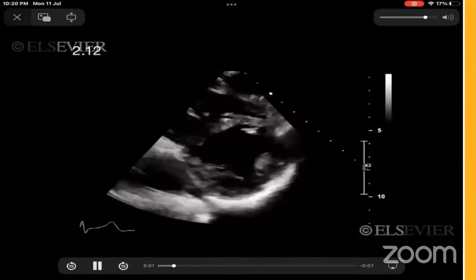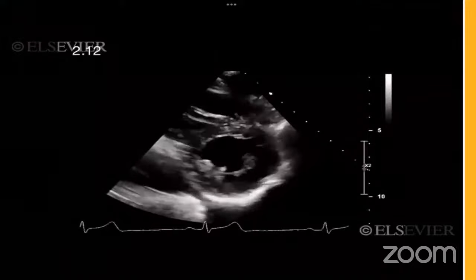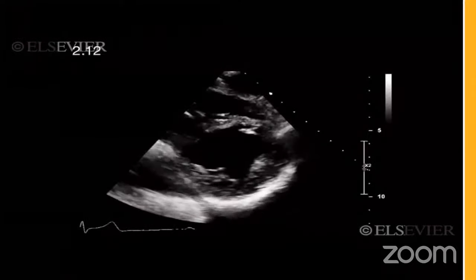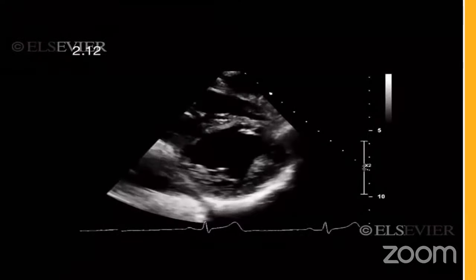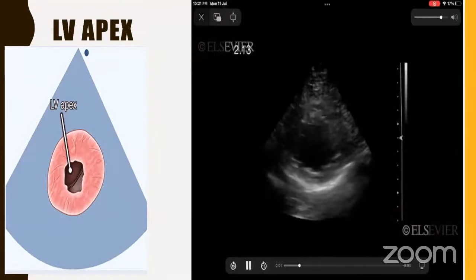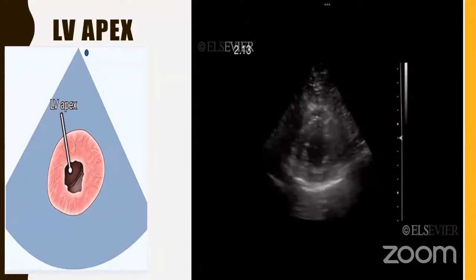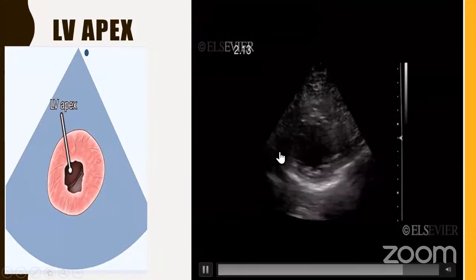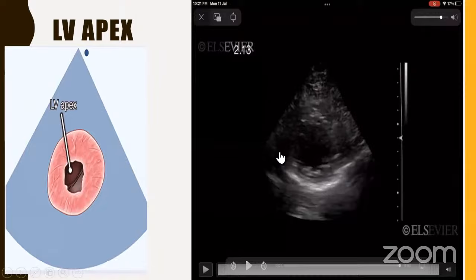Then this is the PSAX view at the level of papillary muscles, in which we can see RV and LV contracting along with the contraction of the papillary muscles. This is PSAX view at the level of LV apex, in which we can see that LV apex is clear, that is, there is no clot.